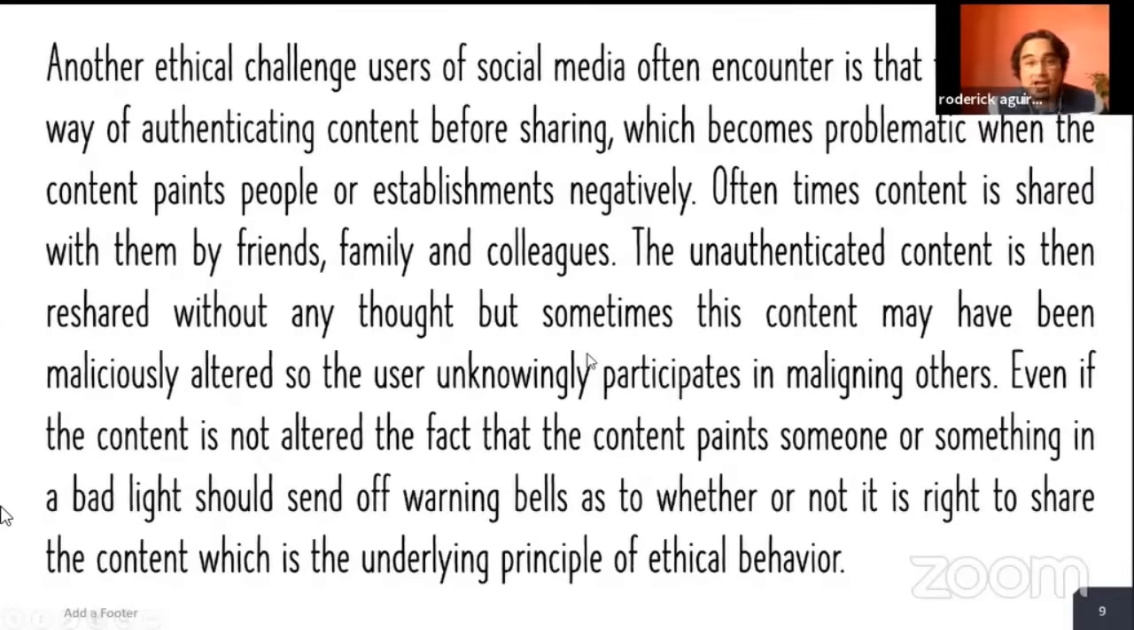The unauthenticated content is reshared without any thought, but sometimes this content may have been maliciously altered, so the user unknowingly participates in maligning others. Even if the content is not altered, the fact that the content paints someone or something in a bad light should send off warning bells as to whether or not it is right to share the content, which is the underlying principle of ethical behavior.